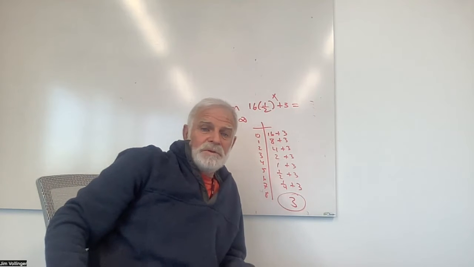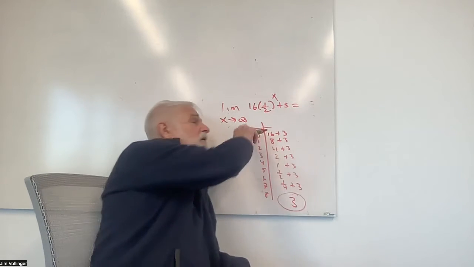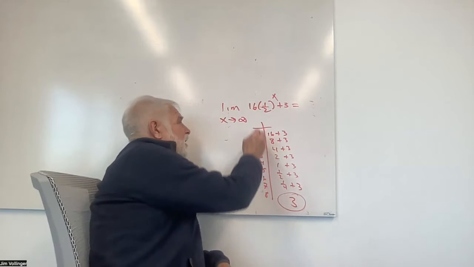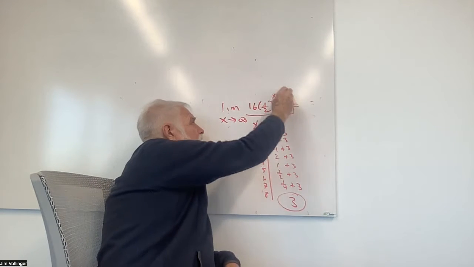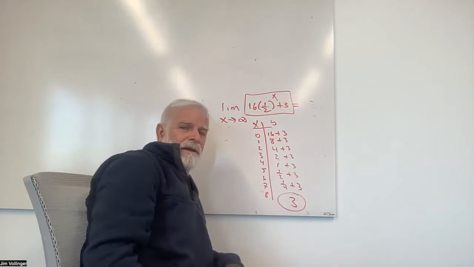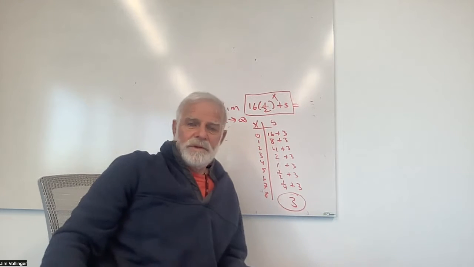All I did was use numbers. I got bigger and bigger and bigger numbers because I was told to go to infinity, which is all about the x side of the table. And putting the numbers in is all about the y side of the table. And as numbers got bigger, I'm getting closer and closer to 3.